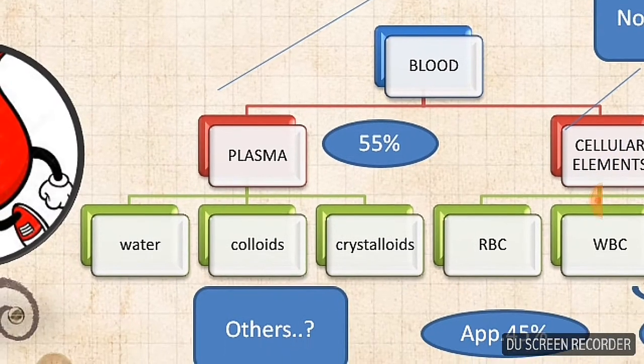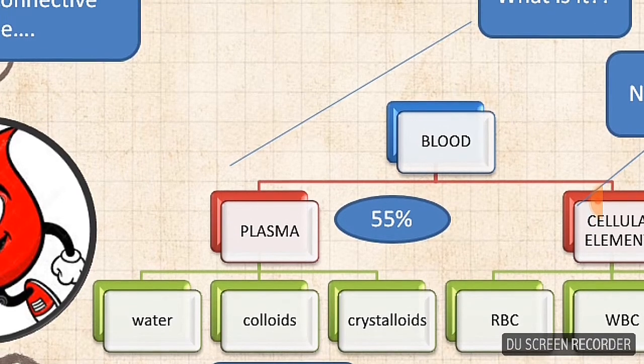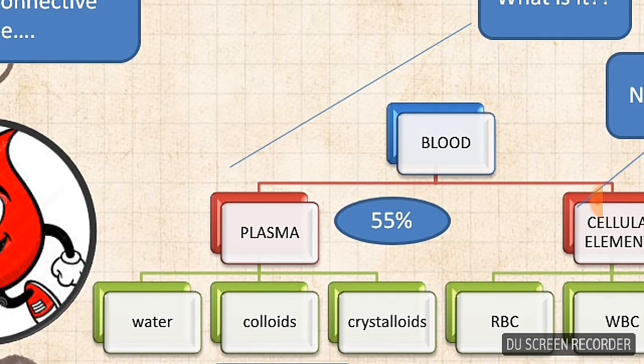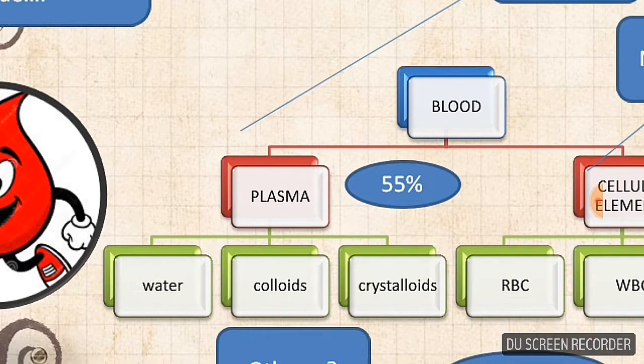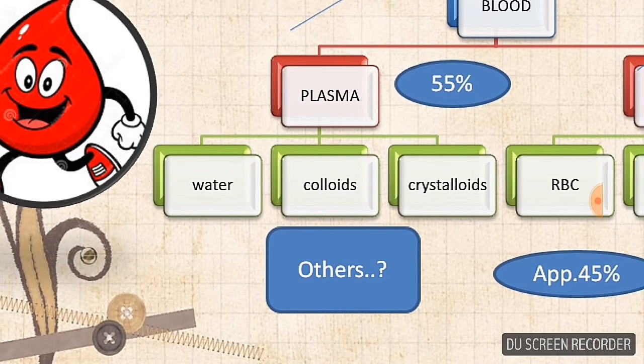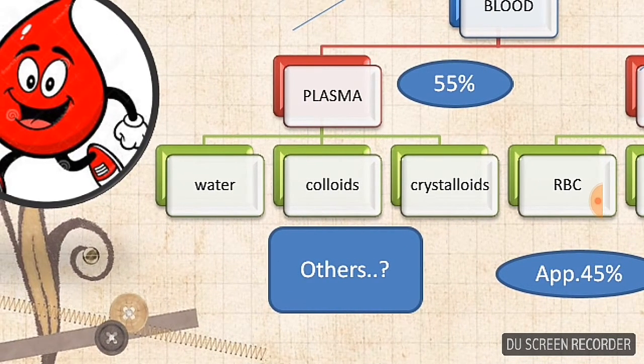And now what is all about plasma? Let us see in brief. This plasma constitutes about 55% of the whole blood, right? And it is the intercellular substance of this connective tissue. Another peculiar thing is that this intercellular substance is in complete liquid form, unlike the other connective tissues, right? Remember, this plasma is in liquid form, which is the intercellular substance of this connective tissue.